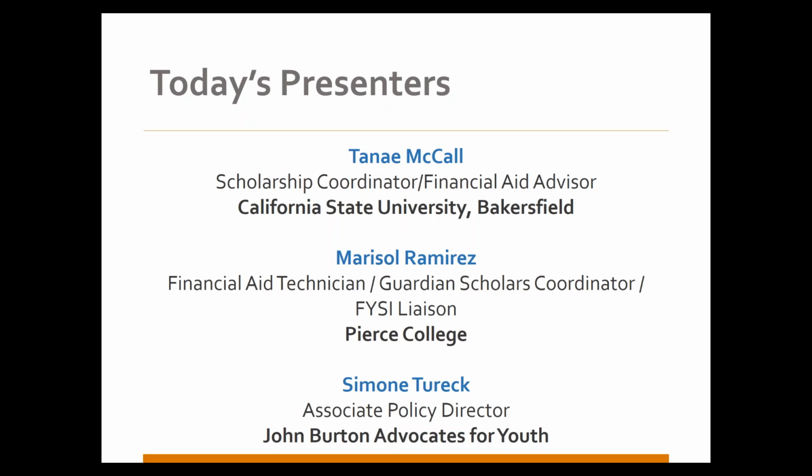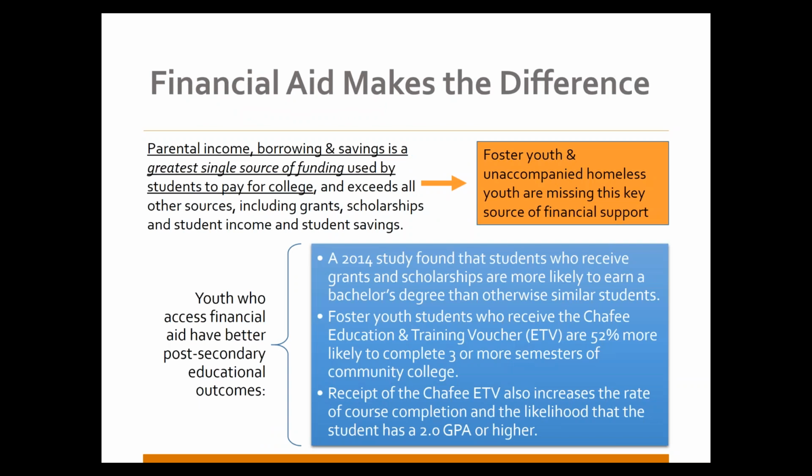Now, this might go without saying. I'm sure everyone's aware of this, but foster and homeless youth are missing this key piece of support for college, which is the parental support. We know that parental income, savings, and borrowing is the greatest single source of funding used by students to pay for college, and it exceeds all other sources, including grants, scholarships, and student income and savings.